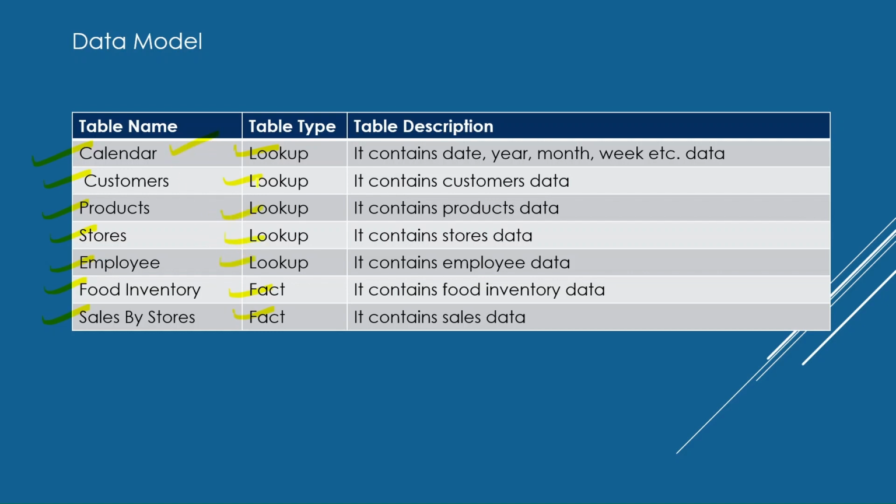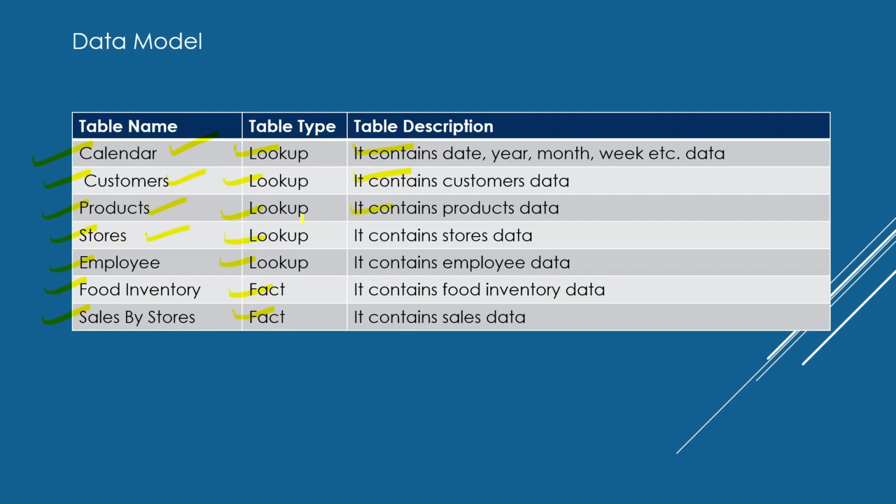This is the calendar table. It contains date, year, month, week, etc. data. So most of the time calendar tables contain time related information. This is the customer table. It is a lookup table. It contains customer related data. This is the products table. It is a lookup table and it contains product related data.